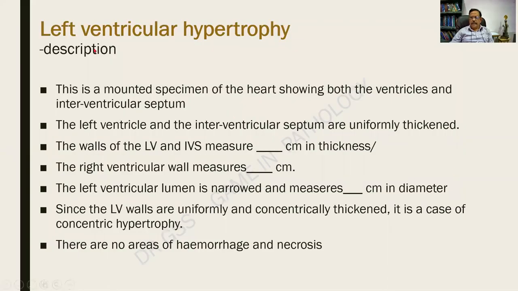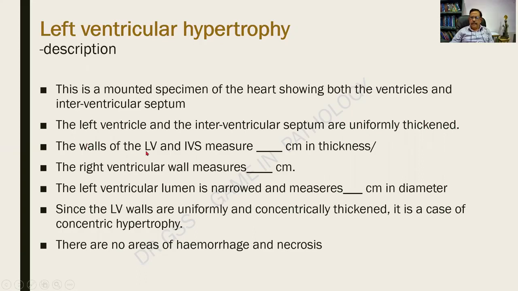A description is always mandatory. So this can be a specimen for description, and it shall be described as given. This is a mounted specimen of the heart. Always I tell you people, because the specimen will be in the jar. They won't give you a wet specimen on hand. It shows both the ventricles and the interventricular septum. The left ventricle and the interventricular septum are uniformly thickened.